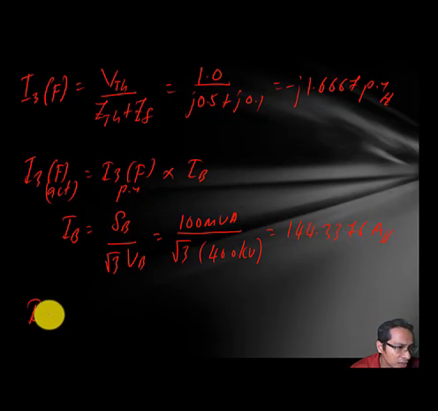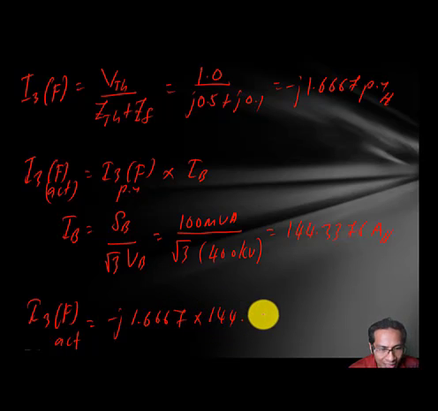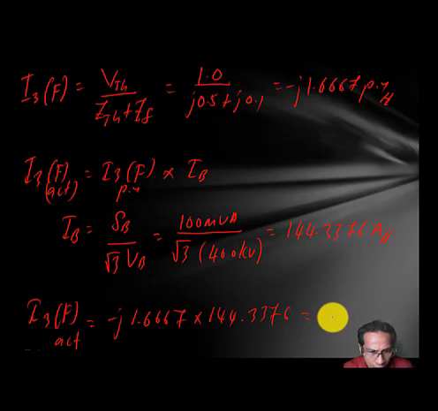So I3 fault actual equal to minus J1.6667 times 144.3376 equal to minus J240.5675 ampere. So this is the actual value of the fault current. Okay, 240.5675. Okay, so minus J.